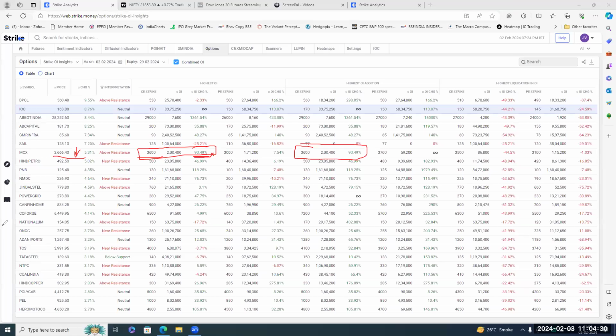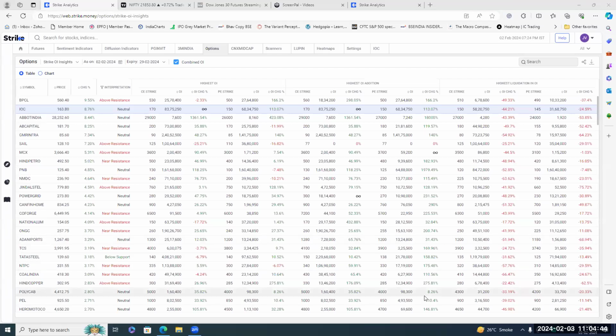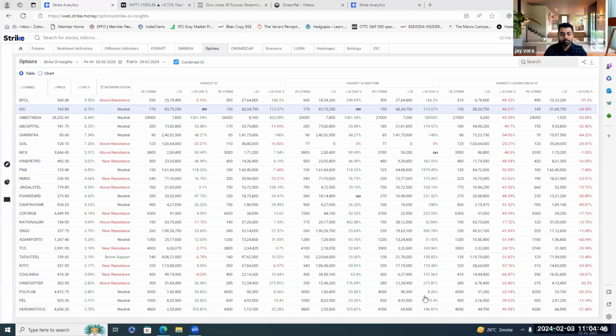So in summary, you are trying to capture the long unwinding or the short covering. Yes, you get a bird's eye view and get to know where the activity is happening at first glance. Long unwinding and short covering near support or resistance, and then you decide. Thanks.